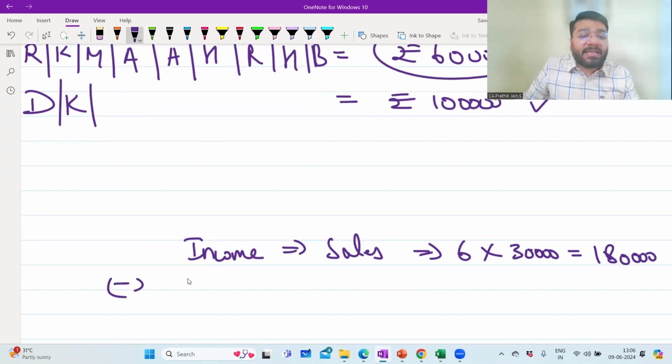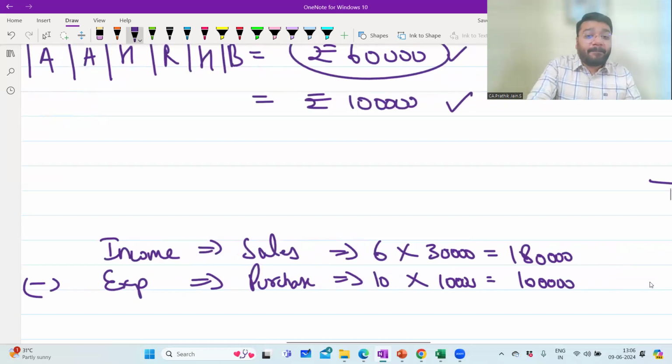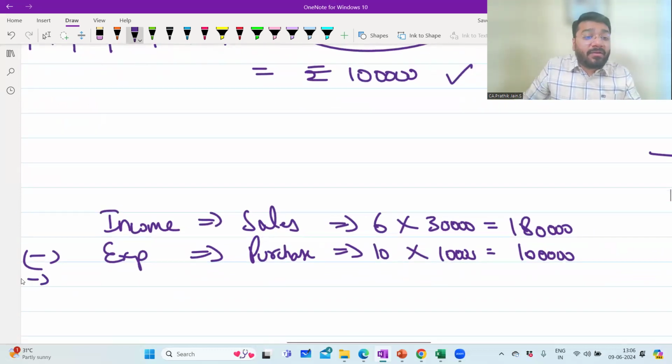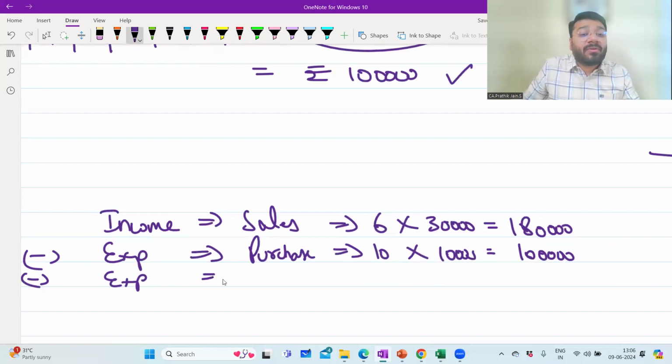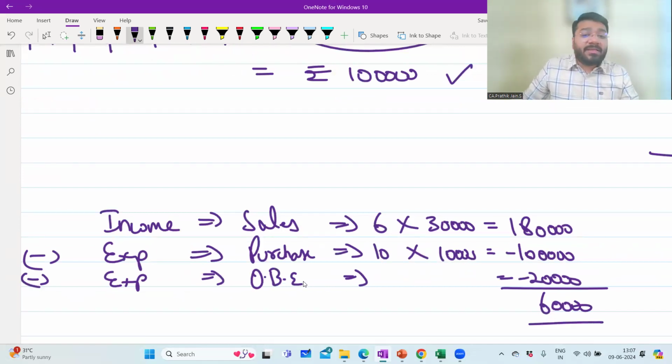From that, you said, sir, I'll minus my expenditure. So here, what is the first expenditure? Purchase. So what did you think? Sir, 10 mobile phones I purchased, no? So into 10,000 rupees per mobile phone, how much is it? 1 lakh. And sir, I had a further expenditure, which is the other business expenditure of rupees 20,000. So I'm minusing it. So this is minus, this is also minus. So this is how you got 60,000 rupees. Am I right? This is how you got profit as 60,000 rupees.